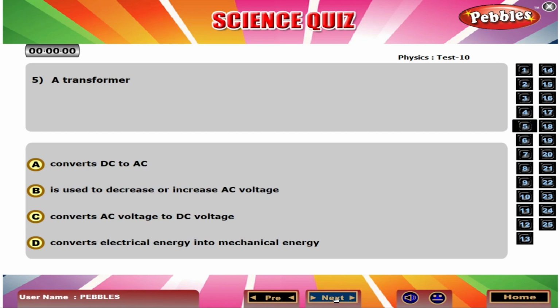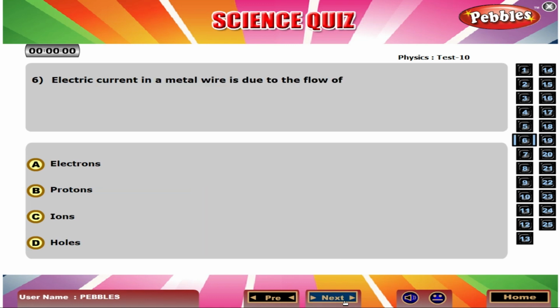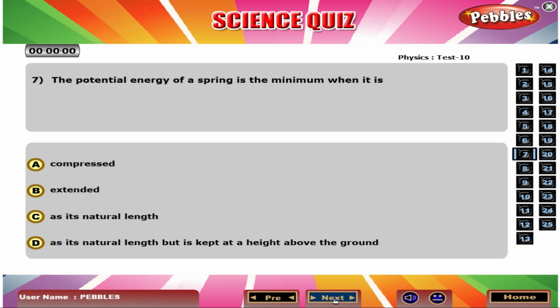A transformer B. is used to decrease or increase AC voltage. Electric current in a metal wire is due to the flow of A. Electrons. The potential energy of a spring is the minimum when it is C. at its natural length.